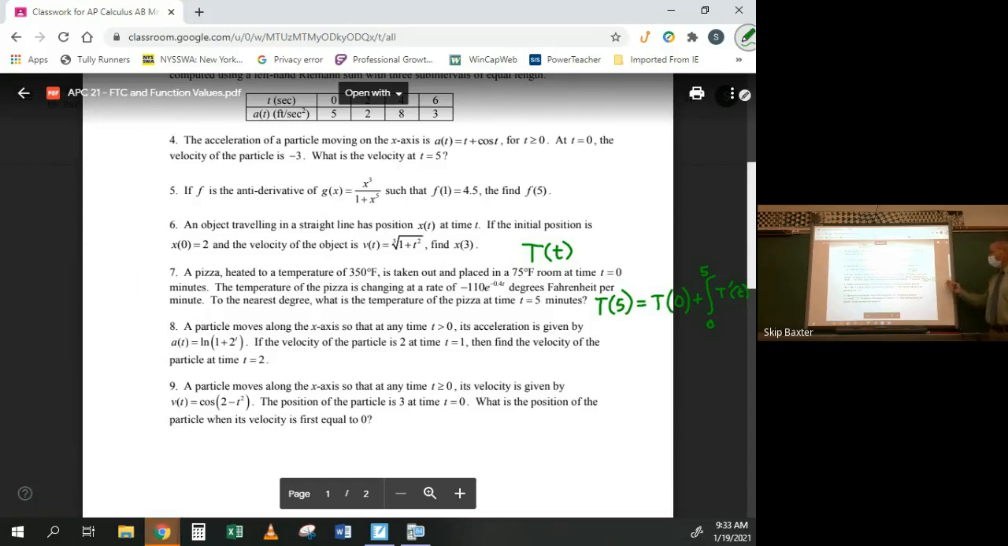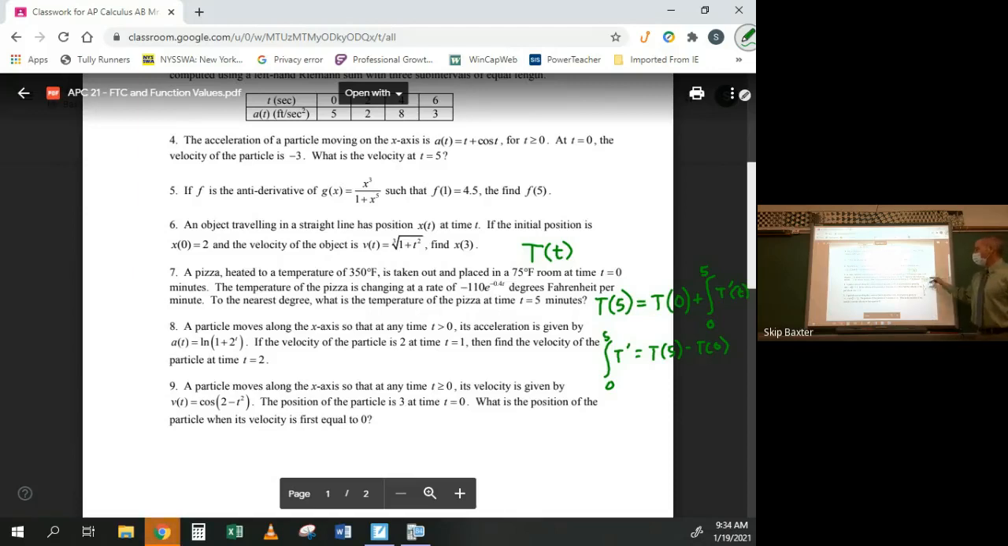Because if I were to write this another way, the integral from 0 to 5 of T prime is really T of 5 minus T of 0, right? That's FTC part 1. This is also FTC part 1. All I did is take this T of 0 and move it to the other side of the equation. That's it.